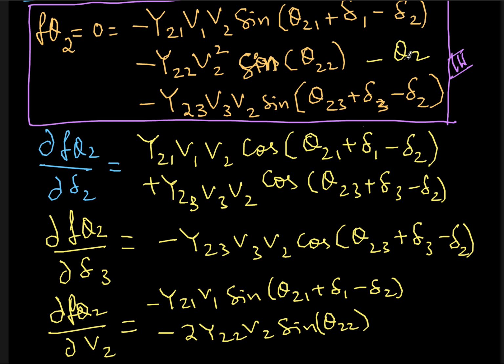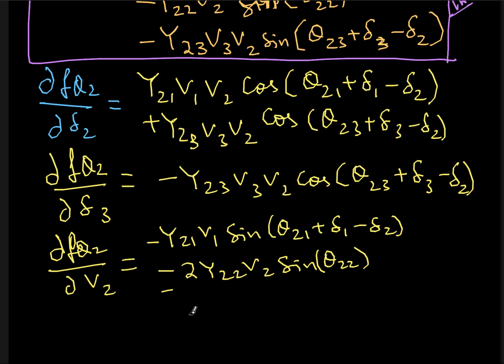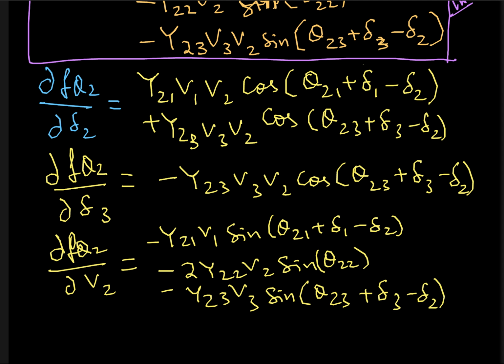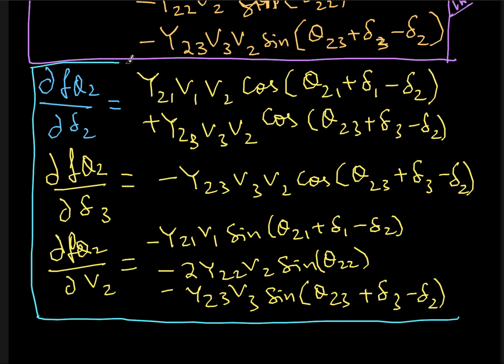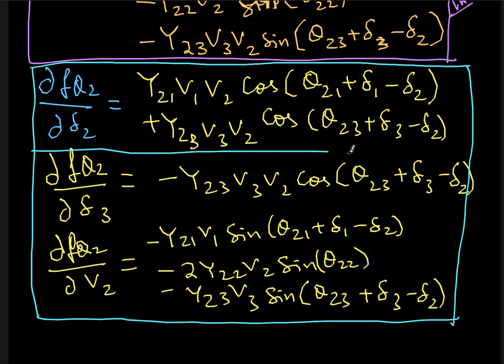Then the differentiation of q2 is 0 because it's a constant. And the differentiation here with respect to v2, I'll get everything except v2. So minus y23 v3, v2 will not come, sine of theta 23 plus delta 3 minus delta 2. That's it. We have done the complete exercise of writing down each element of the Jacobian matrix. So this is the third row of the Jacobian matrix.